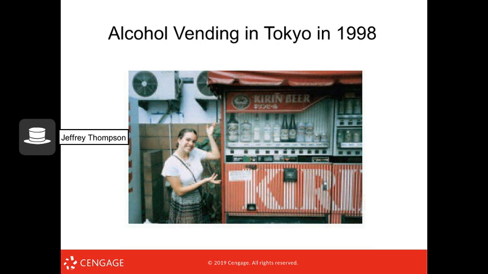Because of that gene and how common it is in countries like Japan and China, alcoholism is very rare. Back in the day, in 1998, it was pretty common to see an alcohol vending cart until 2000 when they were banned, unfortunately.